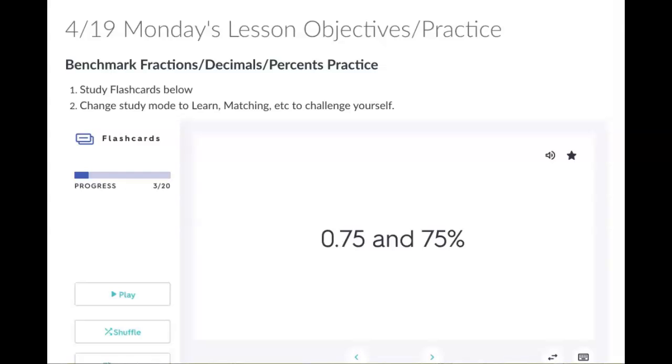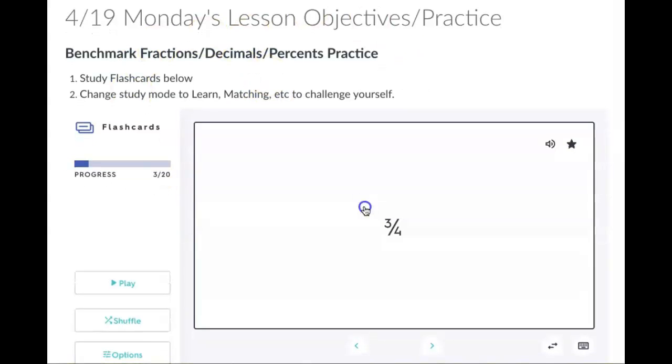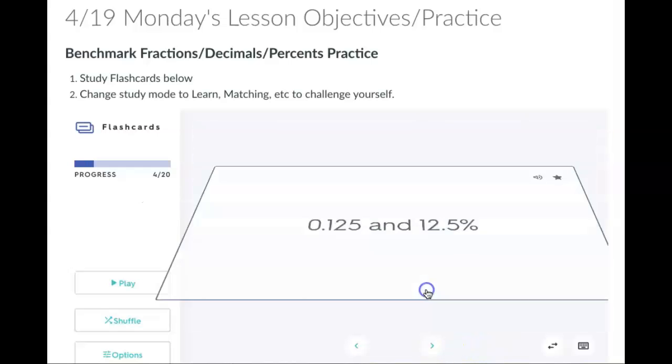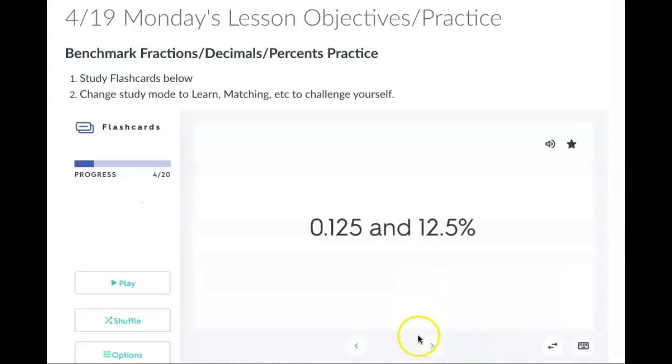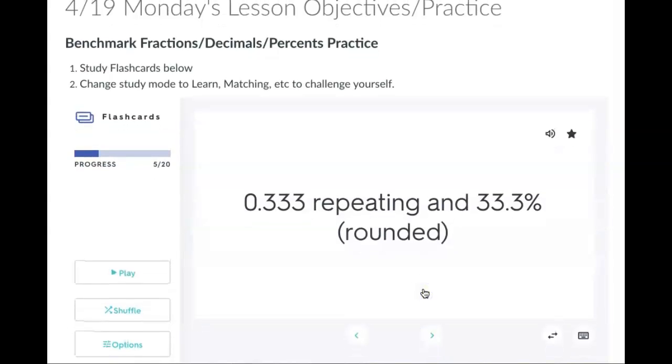We're going to begin with the lesson objectives. Today is April 19th. I want to start with a reminder that you do need to be practicing your flashcards for benchmark, fractions, decimals, and percent. So take some time each day to do that. These are things that you should have memorized.